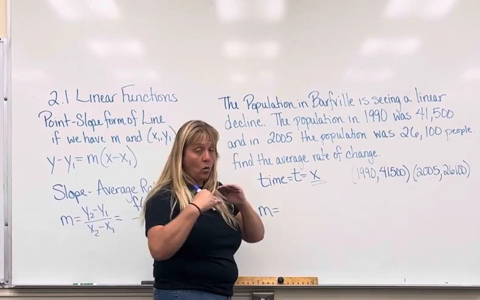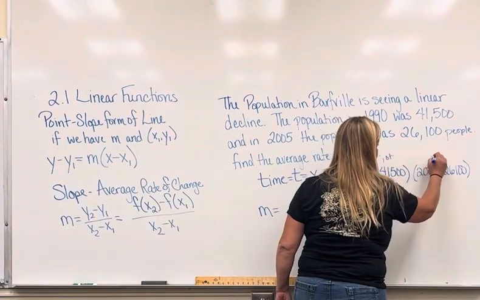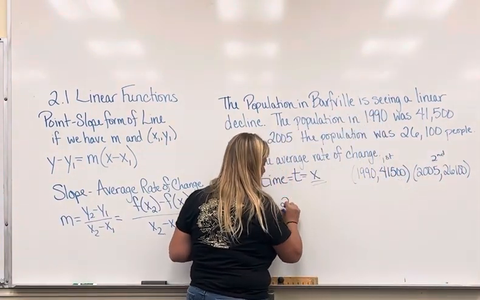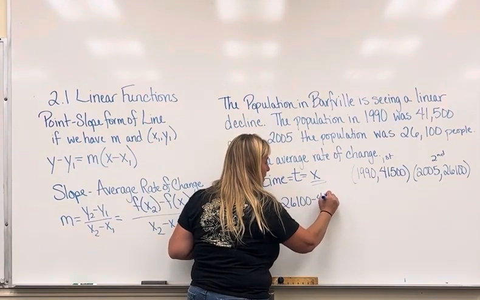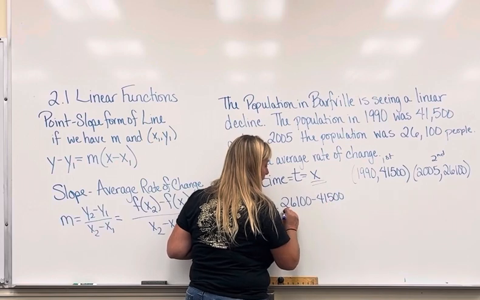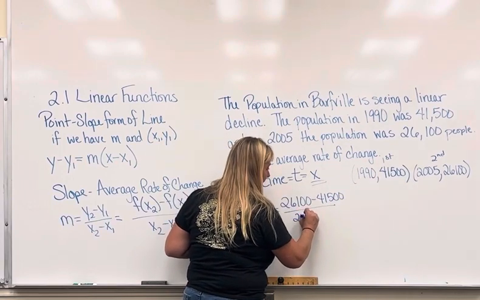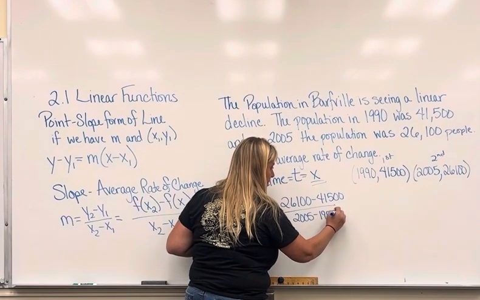Okay, now remember, order matters. So if this is the first, and this is the second, then it should go the 26,100 minus the 41,500. And then on the bottom, it should go the 2005 minus the 1990.